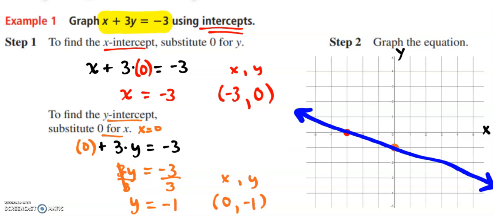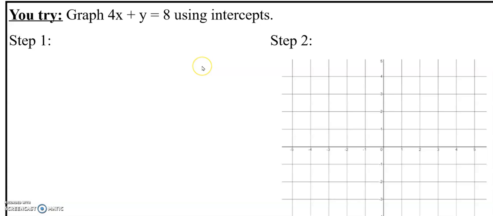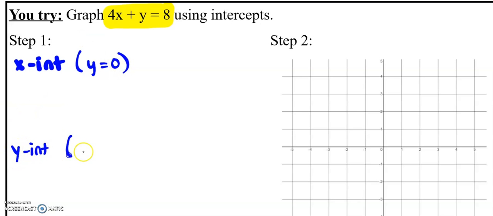So, what I would like you to do right now is try graphing this equation using intercepts. Remember that if you want to find the x-intercept, that means that y equals 0. And if you want to find the y-intercept, that means that x equals 0. Those are your 2 parts to step 1, and then you graph it in step 2. As I've said before, please pause the video, take a moment to put your thinking cap on, and when you come back, you'll see some of the work for this answer.